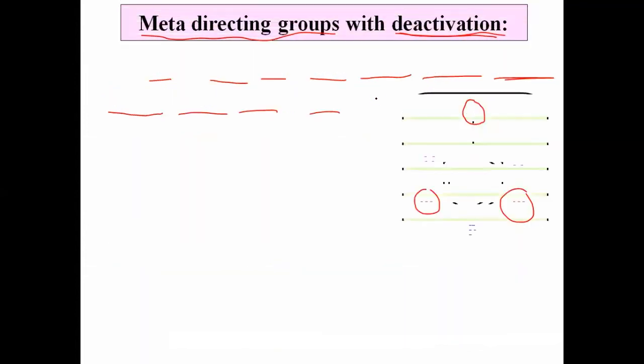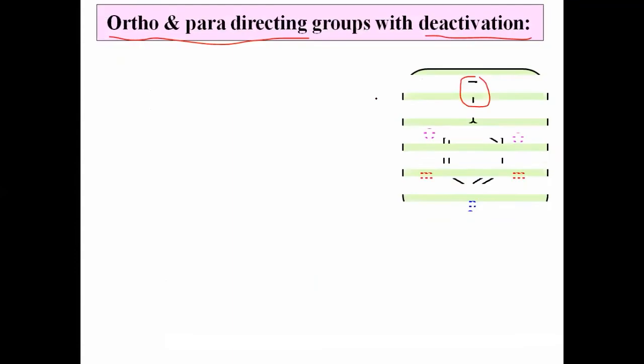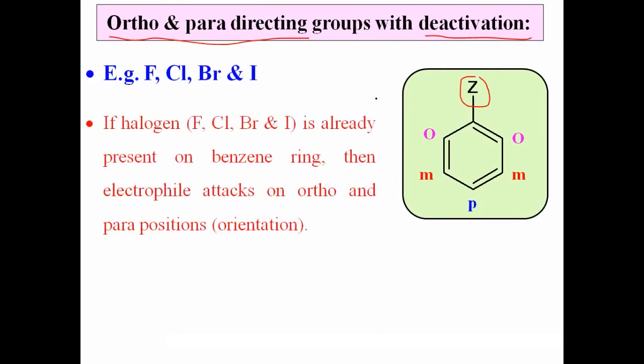Then what about the second? The examples of the second category: nitro group, cyano, aldehyde, carboxylic group. They have an electron withdrawing mesomeric effect, that is minus M effect. Okay, this is again meta-directing with deactivation. The third category has halogens. They are ortho and para-directing, but there is deactivation, which decreases the reactivity of the particular aromatic compound. Okay, this is just about these three categories which influence the orientation and reactivity of aromatic compounds towards electrophilic substitution.